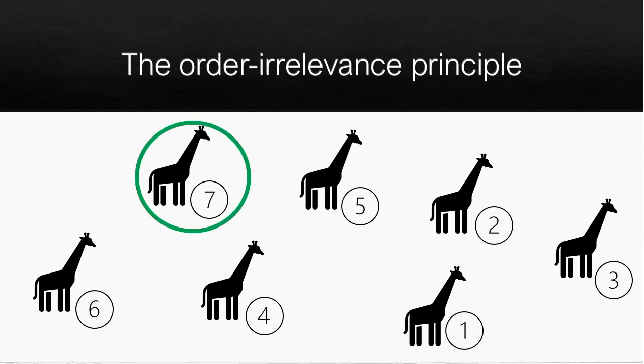I need to know that the total number of giraffes is 7. I had my stable order principle as I counted, and my one-to-one principle, knowing that I needed to count each giraffe and attribute a different counting word to it.